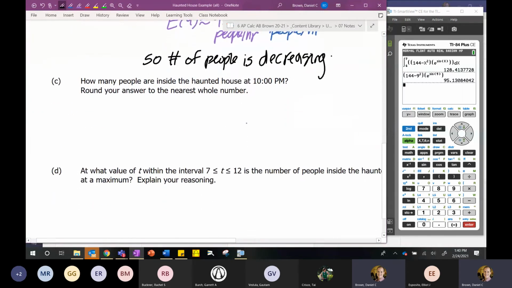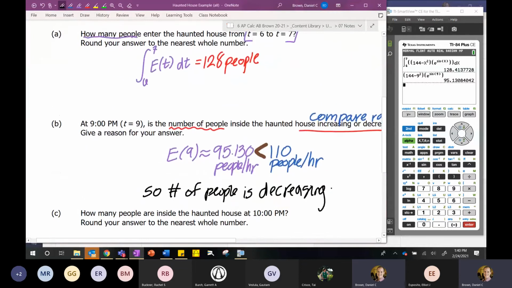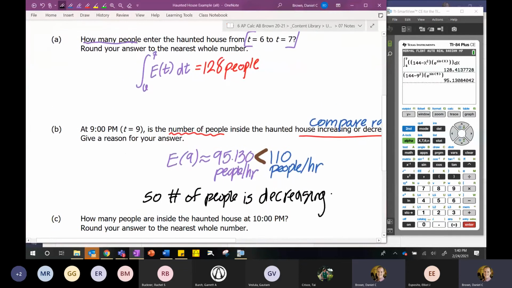So moving into C, we are going to compare to A. So I'm actually going to zoom out. There we go, so we can see them on the same page. Looking at A, it asked us how many people entered the haunted house from 6 to 7. So we just had that single integral from 6 to 7.